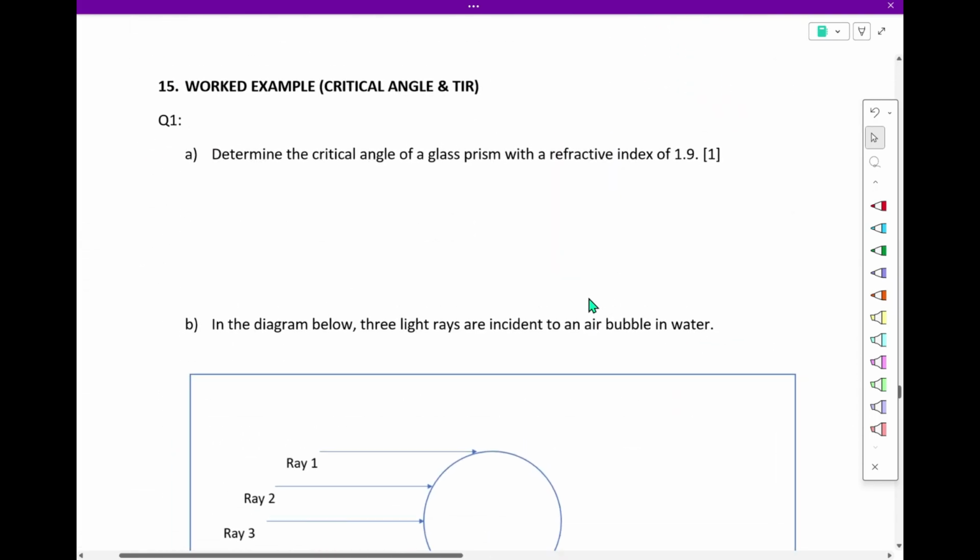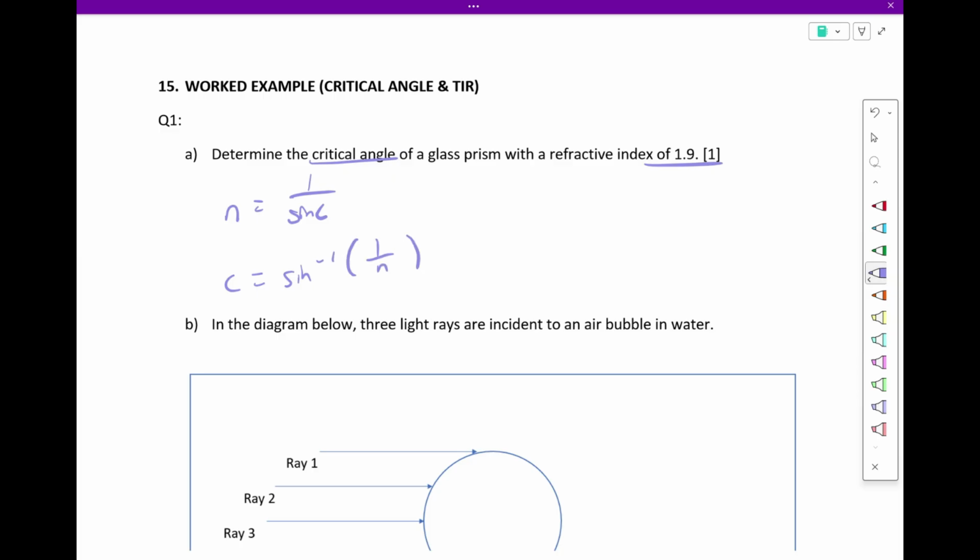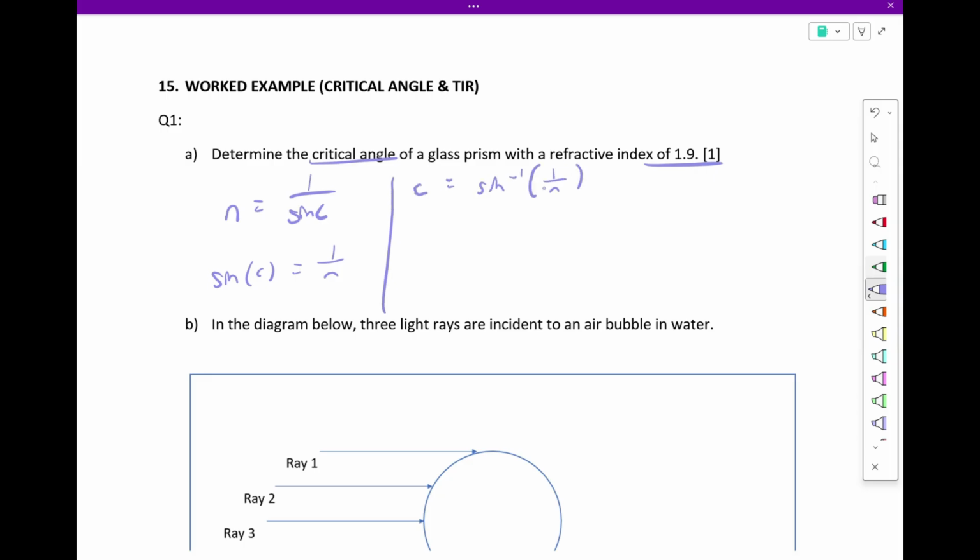So let's take a look over here. First thing you want to solve is your critical angle, where you have a refractive index. Let's write down the formula: n equals 1 over sine c. You want to find c, so we just rewrite the formula. I jumped a step there a bit, so you can just rearrange this where sine c equals 1 over n first. Then if you want to find c, all you need to do is take sine inverse of 1 over n, and you can solve accordingly. So 1 over 1.9.